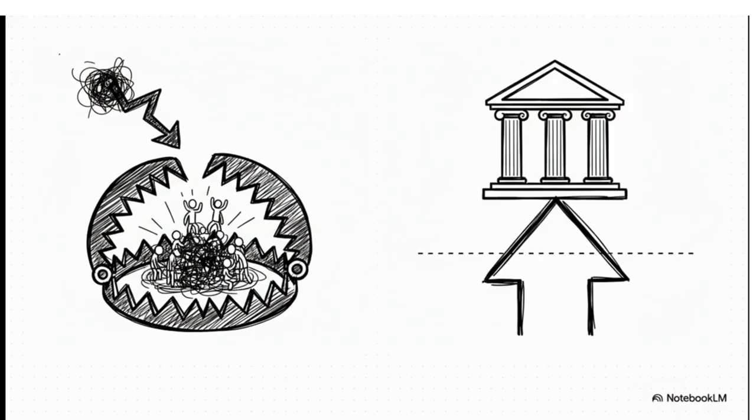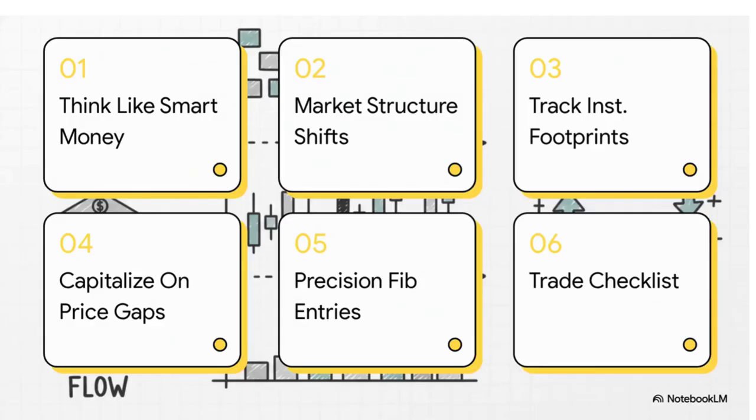And this is completely distinct from a true institutional market structure shift, which is an actual fundamental change in the market's dominant trend. So here is our game plan for today. We're using a top-down analytical framework to map out exactly how institutions read market intent and execute high-probability trades. We'll quickly cover thinking like smart money, decoding market structure shifts, tracking institutional footprints, capitalizing on price gaps, finding precision entries with Fibonacci, and finally, wrapping it all up with a high-probability trade checklist.